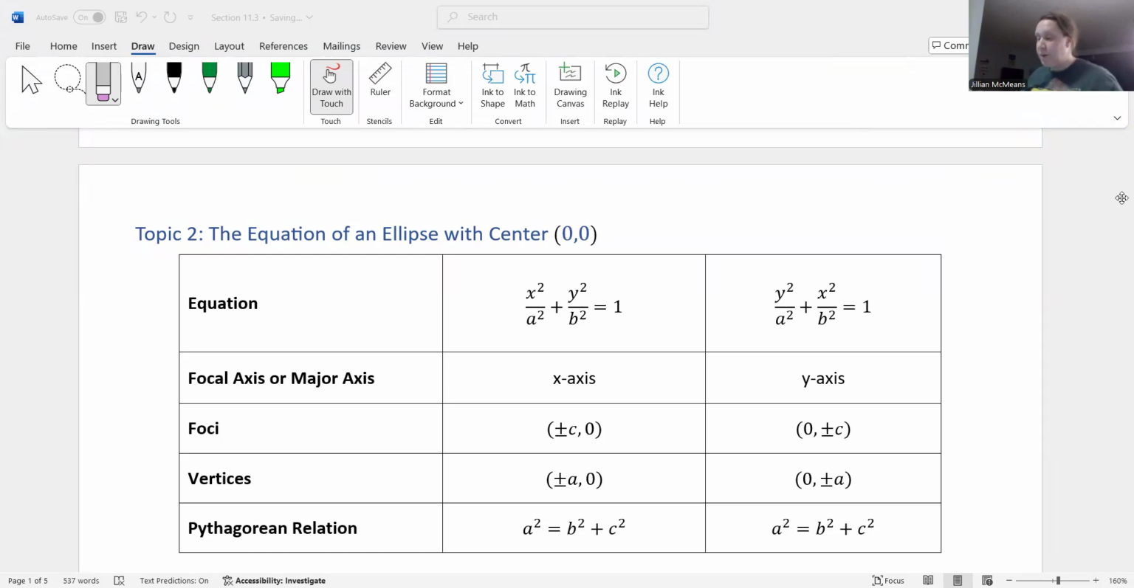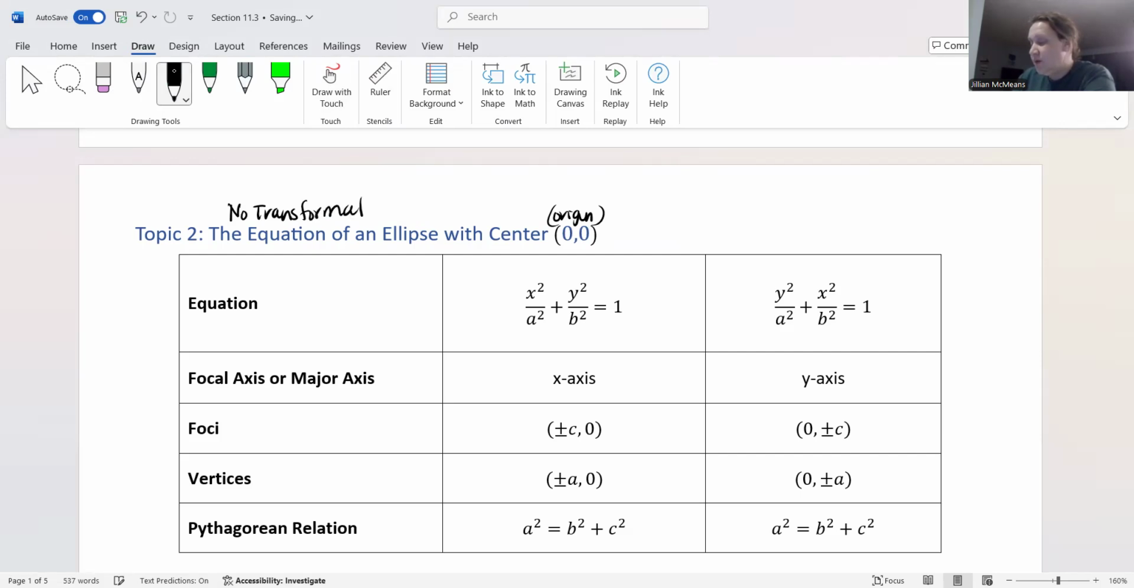Okay, so a couple of things. First of all, for topic two, we're very specifically going to look at the equation of an ellipse with a center at the origin. And this basically just means no transformations. We're not stretching, compressing, shifting, none of that weird stuff. So this is just going to be centered at the origin, pretty easy.